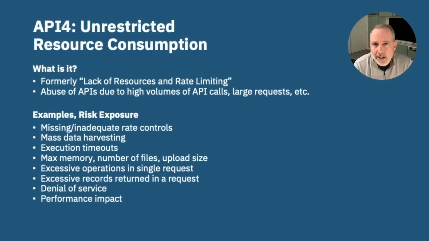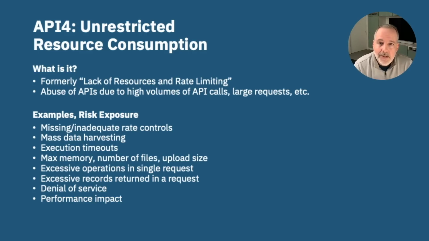All right, next on the OWASP list is number 4, unrestricted resource consumption. They just changed the name. They used to be called lack of resources and rate limiting, but really this is meant to address any kind of volumetric or brute forcing of our APIs here.